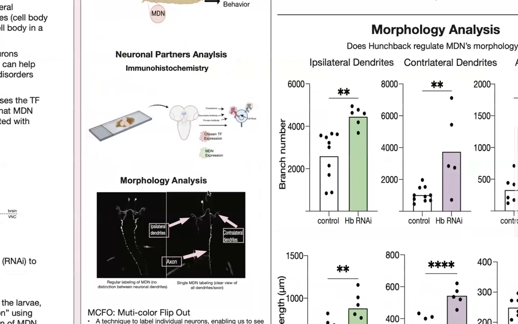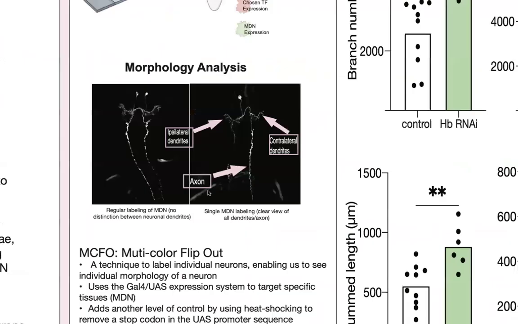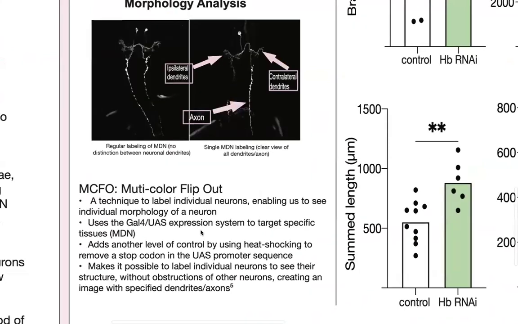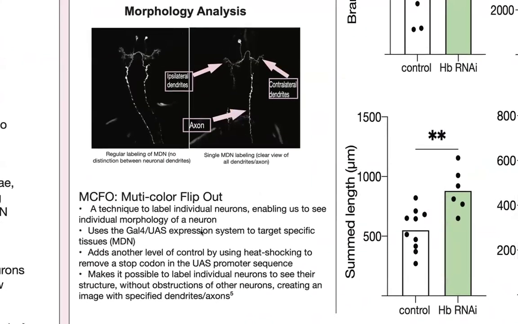So that's that. And then for the morphology, we use something called MCFO, which is also called multicolor flip out, which is a technique to label individual neurons, as you can see here, or one or two neurons. This again uses the Gal4 binary system to target specific tissues, in this case MDN. And also there is another level of control using heat shocking to remove a stop codon in the UAS promoter system. So that is why we are able to only label one or two neurons.